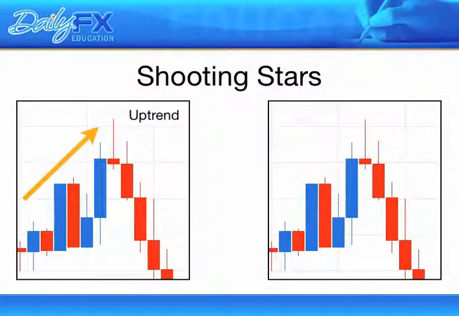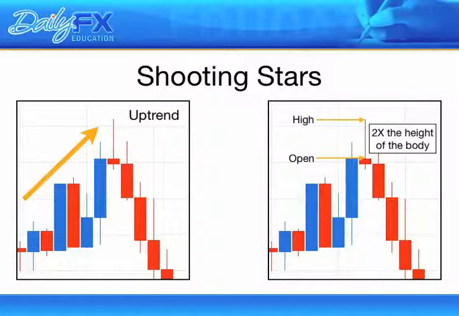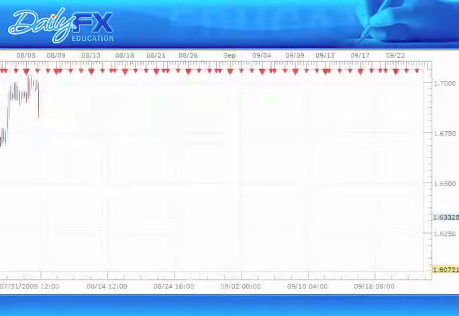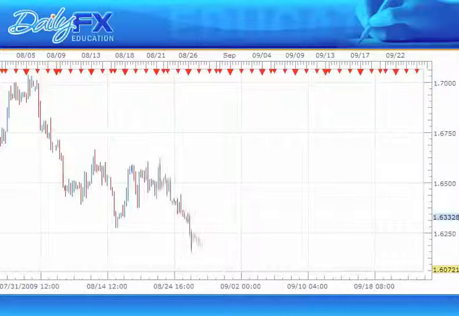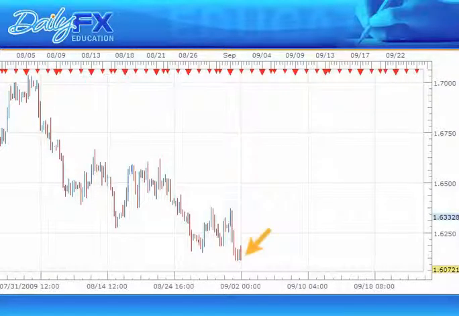Also, the distance between the high price and the opening price must be more than twice as large as the shooting star's body. Like all candle formations, this formation becomes most effective when it appears near a resistance area or a resistance line. Here's a situation where prices began to sell off on the pound dollar near the 1.70 mark. Prices then found a short-term bottom around 1.61 on September the 1st.